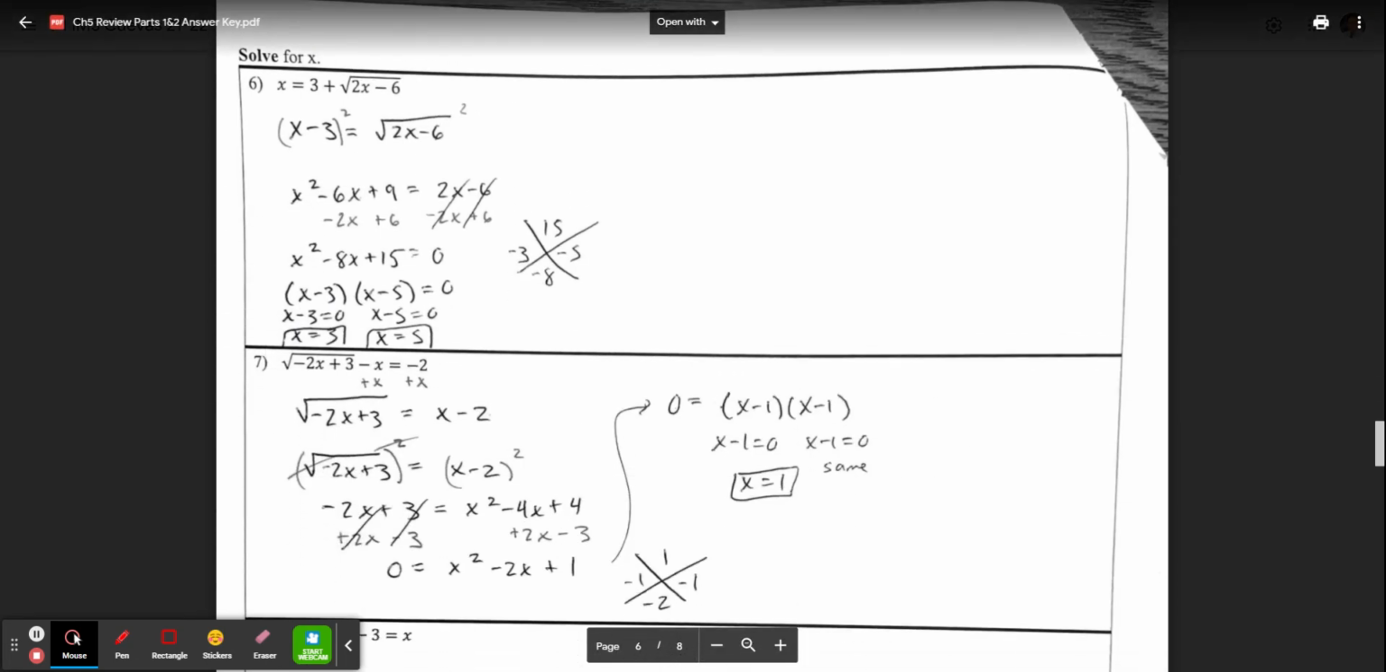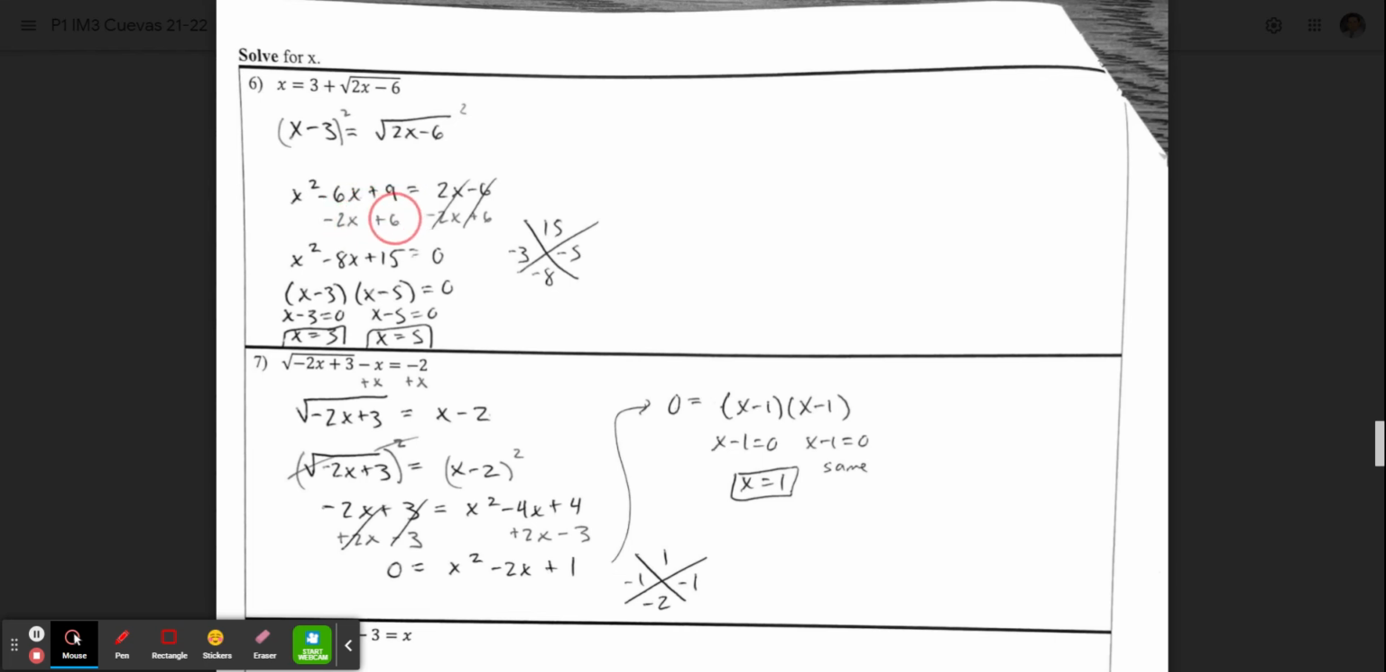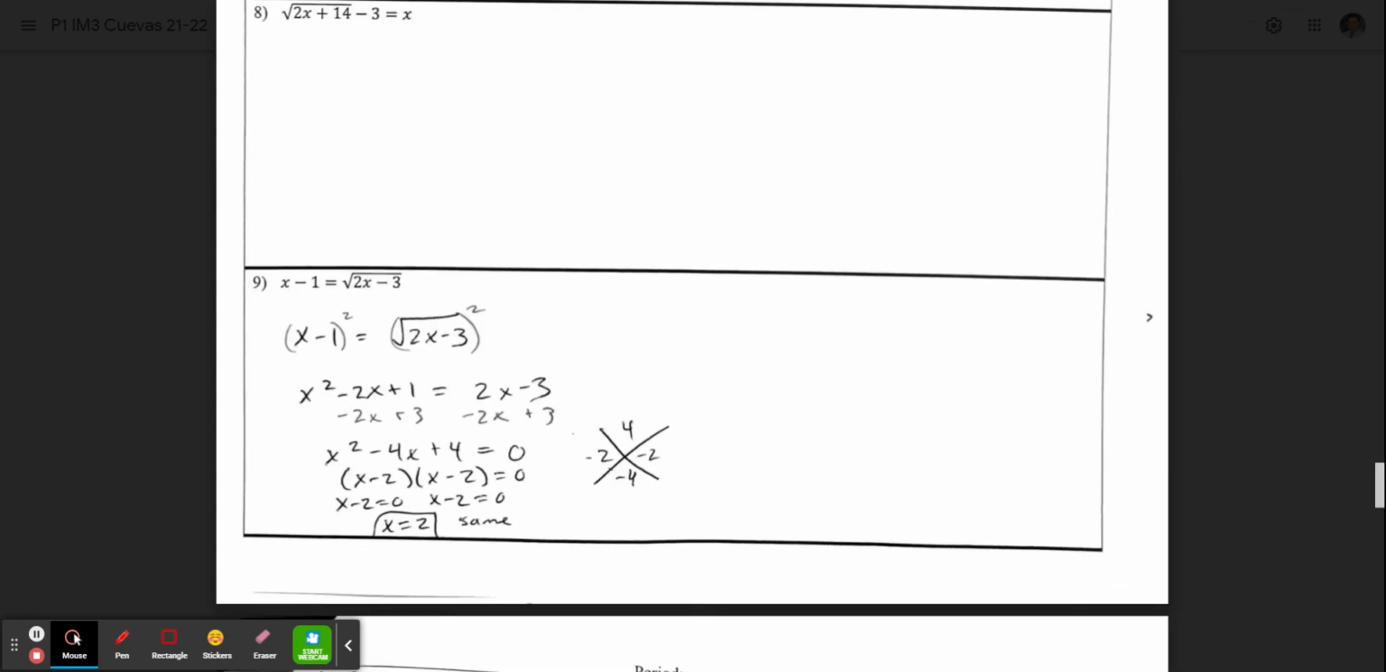Here's more equations. And what you do here is first you want to remove anything that's outside of the root. And then you're going to get rid of the root by squaring both sides. You may have to factor out or move everything to the same side and make it equal to 0. Use the x method to factor out and get your answers.